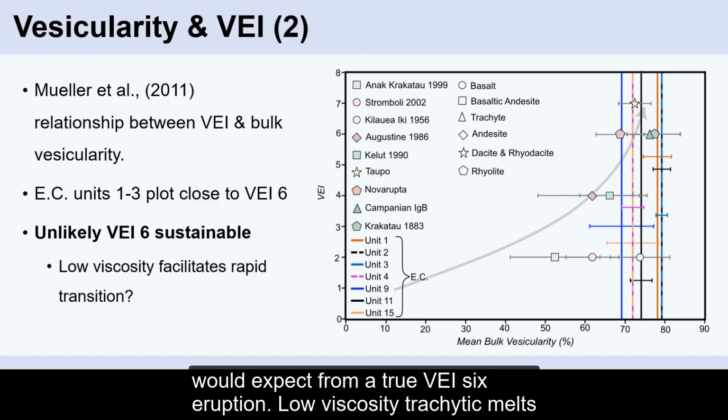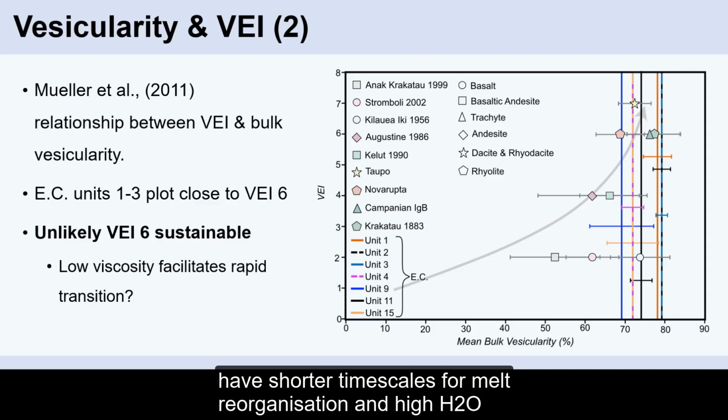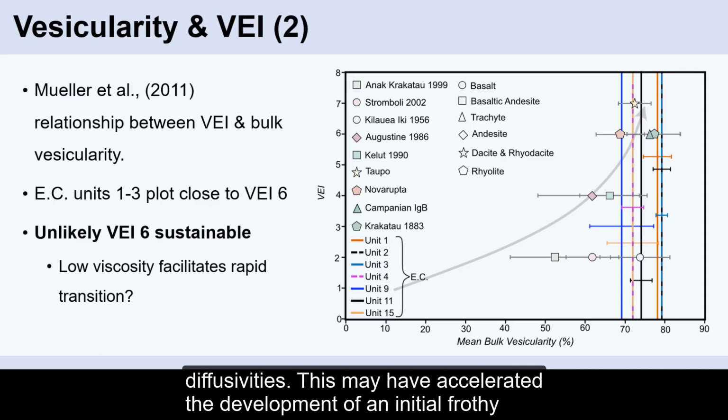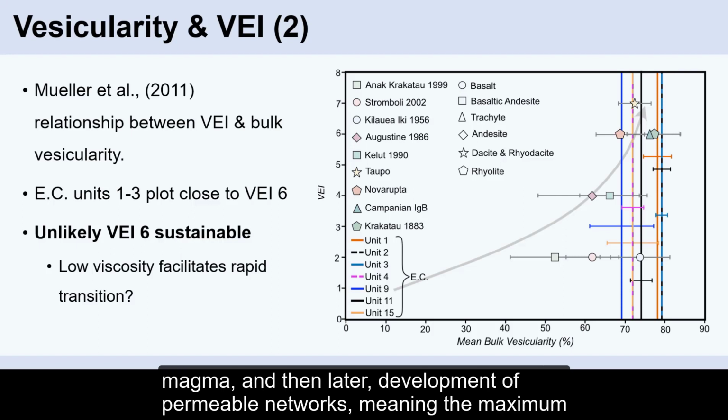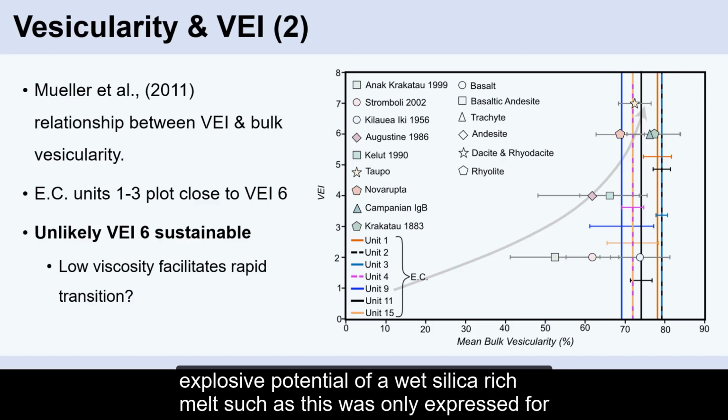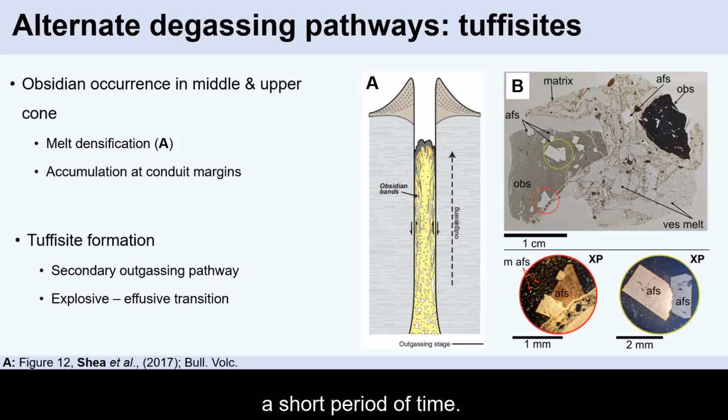Low viscosity trachytic melts have shorter timescales for melt reorganization and higher H2O diffusivities. This may have accelerated the development of an initial frothy magma and then later development of permeable networks, meaning that the maximum explosive potential of a wet silica-rich melt such as this was only expressed for a short period of time.